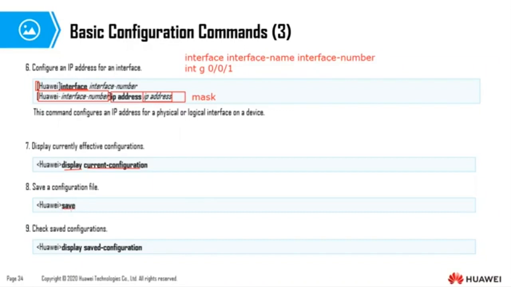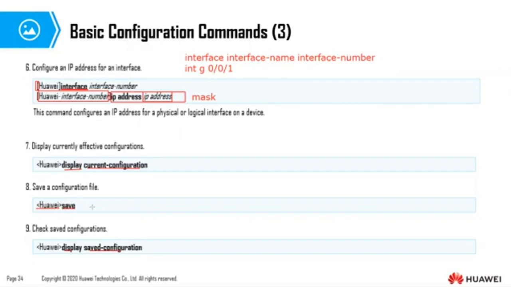The save command works on user view. You can see that we are on user view. You type save, then enter. It's going to ask you, do you really want to do this, blah, blah, blah. You type Y and then enter again. So when you save, then you can check the saved configuration here. And when you restart your device, that configuration will not be lost. So always make sure that you save.